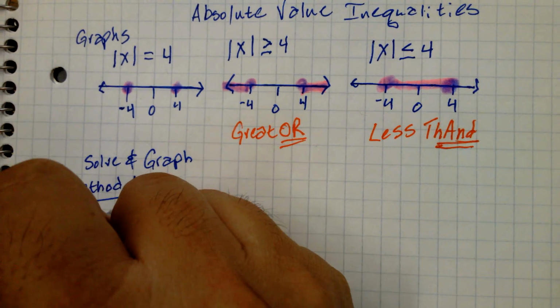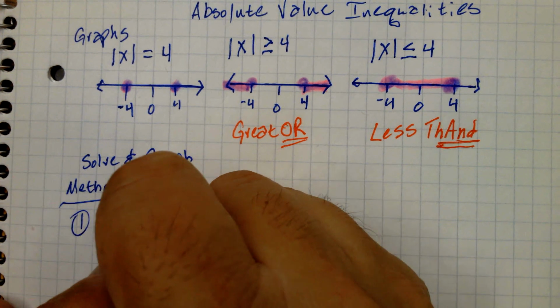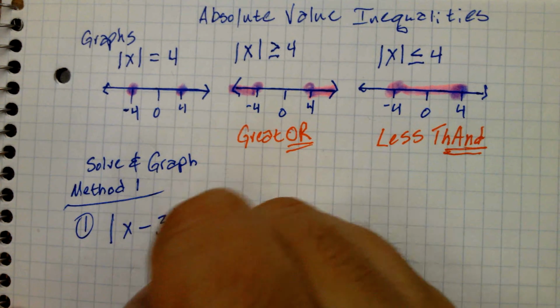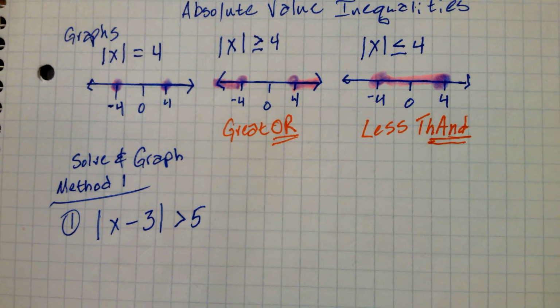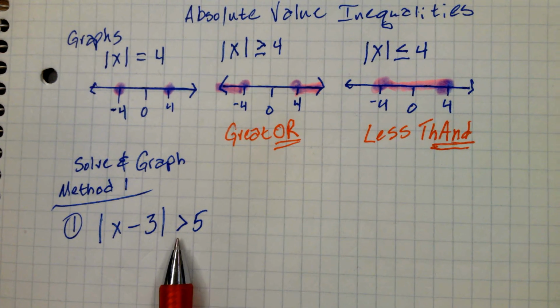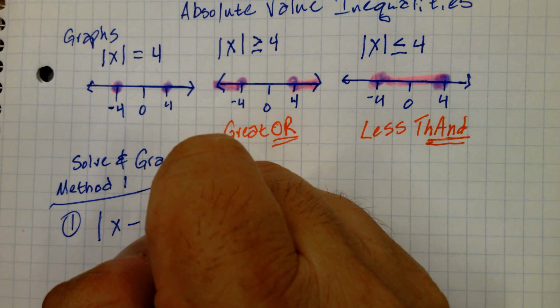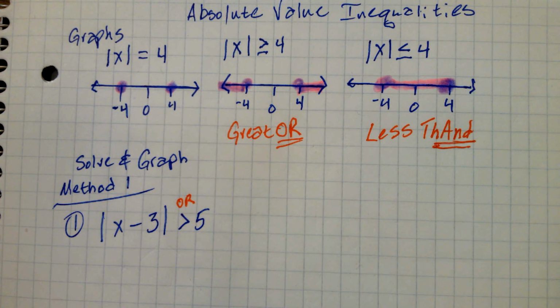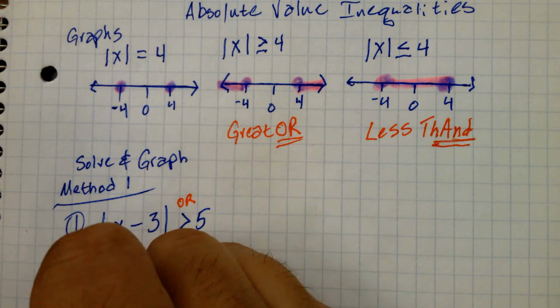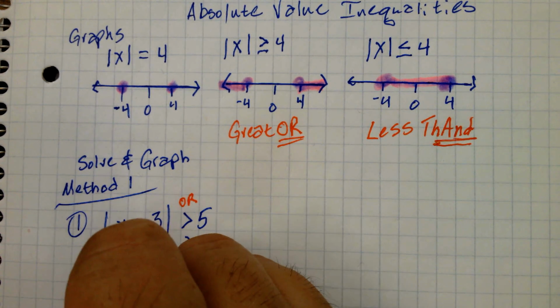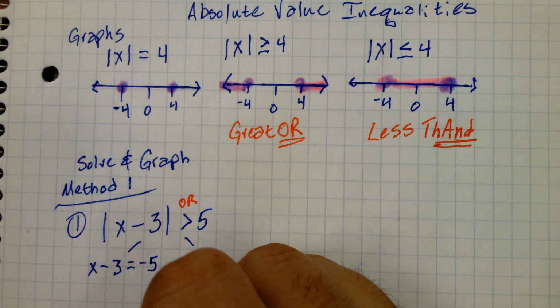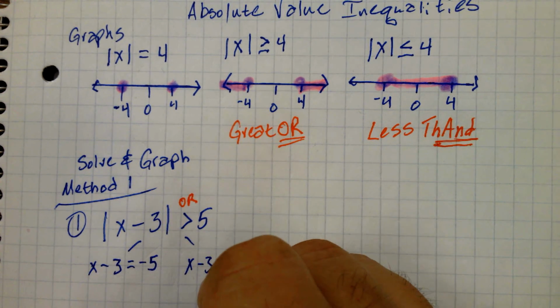Let's do number 1. Absolute value of x minus 3 is greater than 5. Okay? Go ahead and write that down. Is this going to give me an and or a or inequality? Or. Great. Okay? So anytime it's a greater than, it's an or inequality. So one method is you break this up into two equations like we did yesterday, okay? So we're going to break this up into x minus 3 equals negative 5, okay? And then x minus 3 equals positive 5.